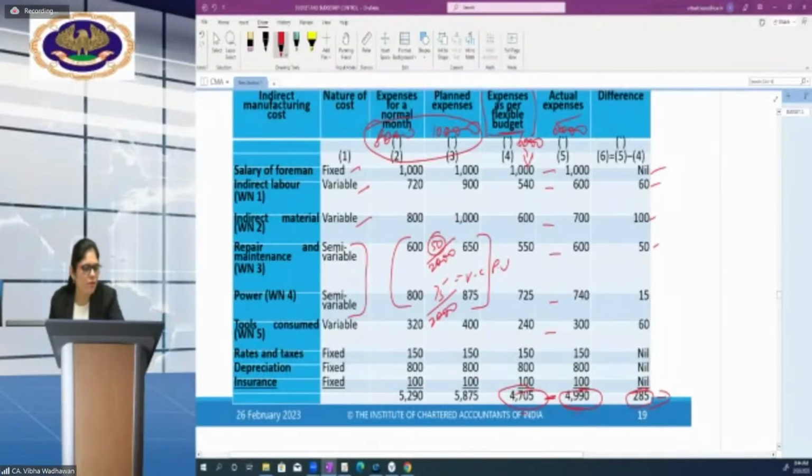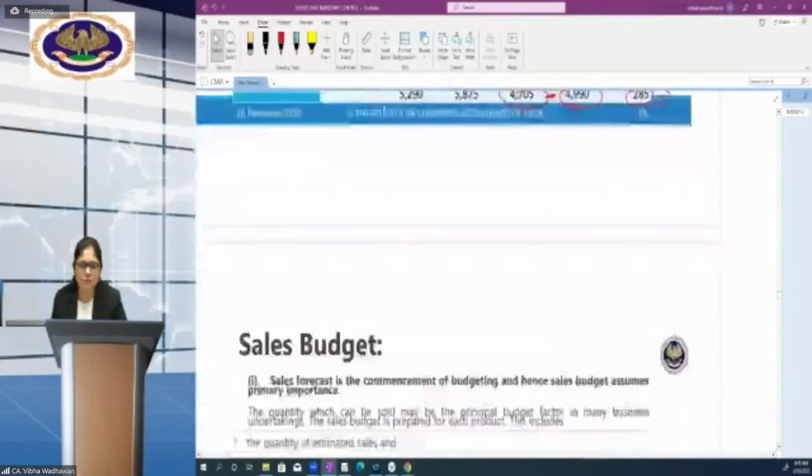So I hope you have understood. Any doubt in this question you can ask quickly before we proceed. Shall we proceed, students? Any doubt in this question? Anything? So the main highlight of this question is how to split the semi-variable into fixed and variable, and then what are the requirements of the question you need to compute as per that. Like in this question, we have to calculate the difference between the actual and the budget. All right. So I hope no doubts coming forward. So let us move further.